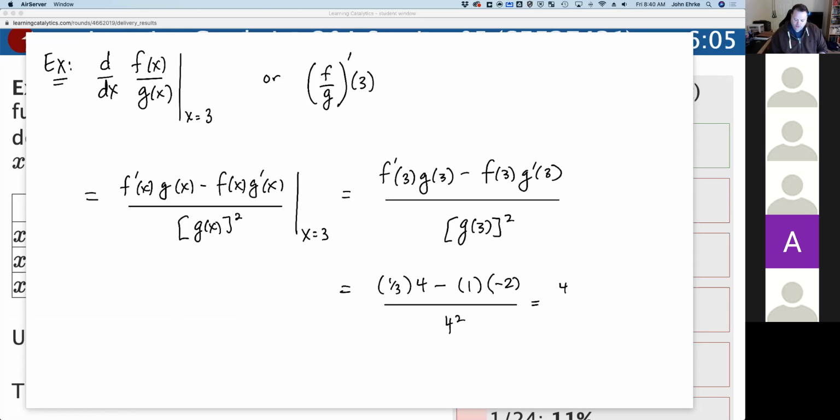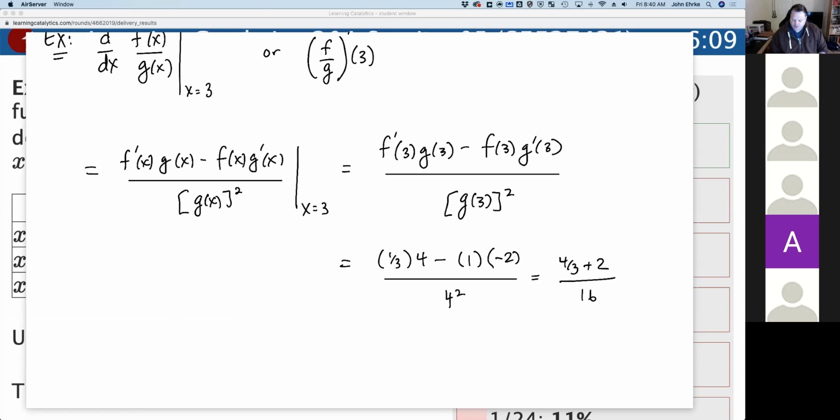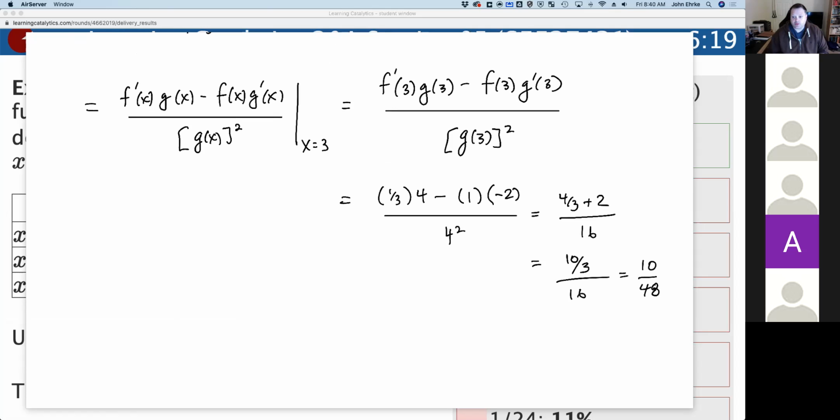So this is 4/3 plus 2 divided by 16, or 10/3 divided by 16, which is the same thing as 10/48. If you had entered 10/48, by the way, that would be counted correct. It knows that that's the same as 5/24, which is what you get if you take out a factor of 2 on the top and bottom there. So 5/24 is the correct answer.